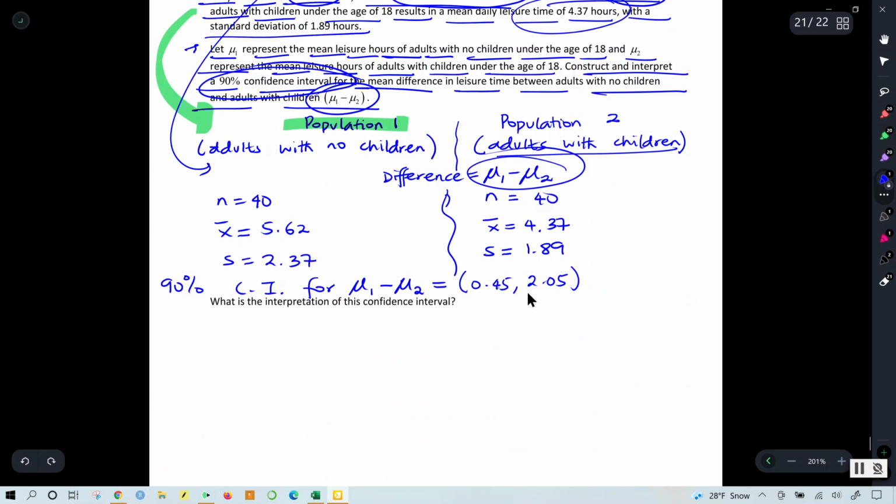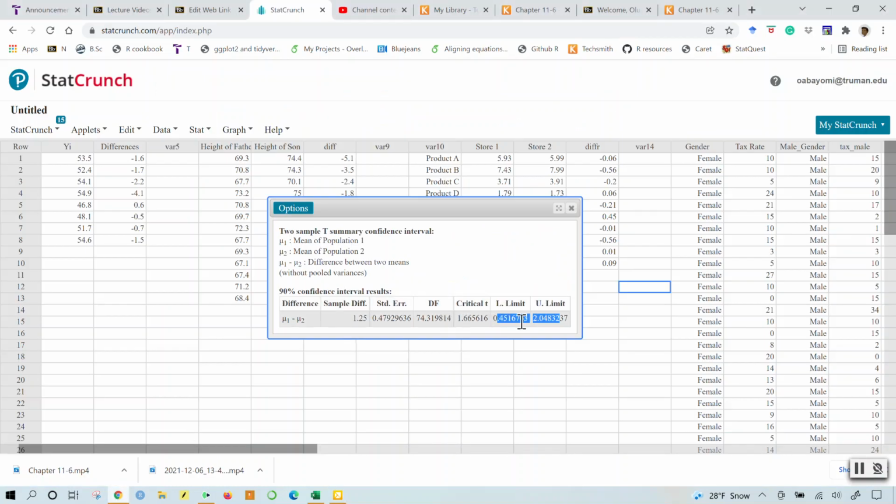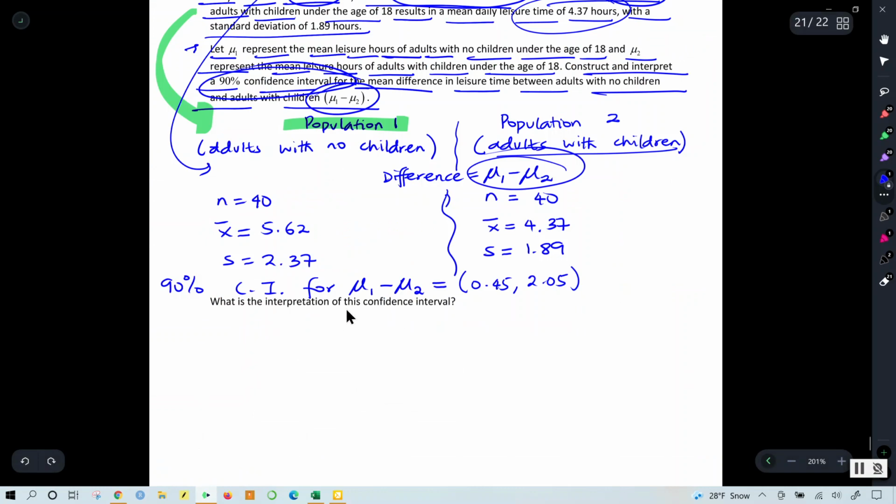So I have those values here, the lower limit and the upper limit of the 90% confidence interval for the differences, which I got from here. All right, the next part will be to interpret this confidence interval. Let's see how that is done.